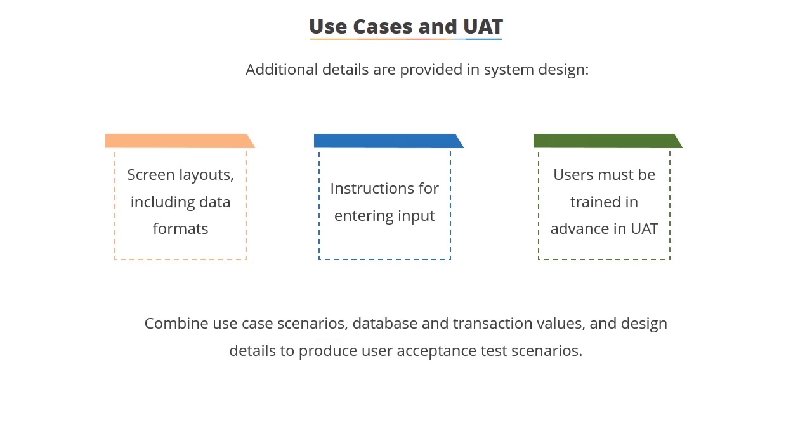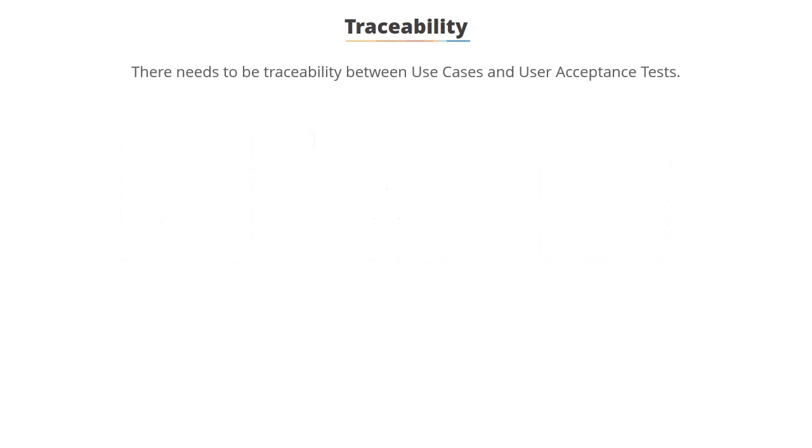So we have a combined set of things, the use case scenarios, the database and transaction values that produce the user acceptance test scenarios. Now, an important thing is that for every functional requirement that we have for our system, there needs to be a corresponding user acceptance test. How do we ensure this? Well, a good way of doing it is using traceability matrices.